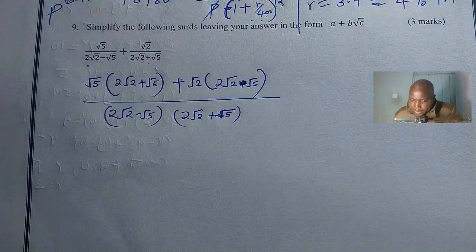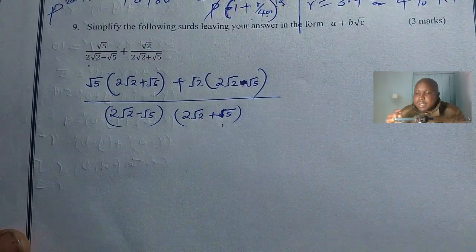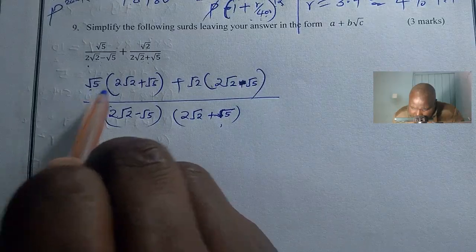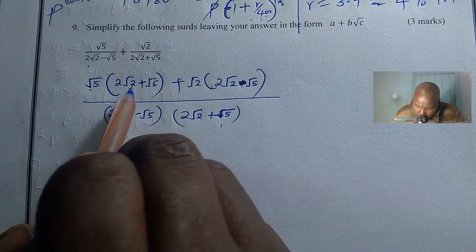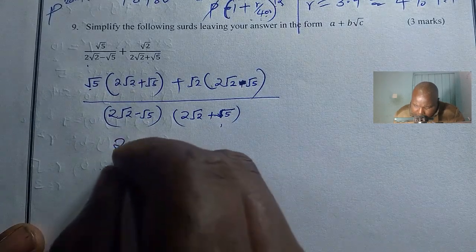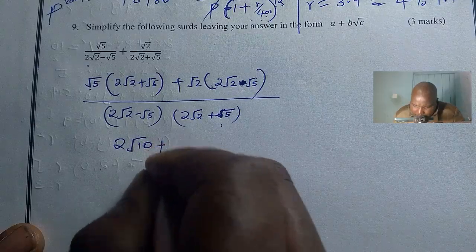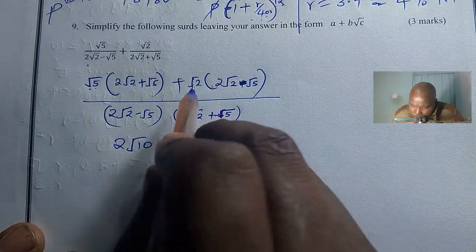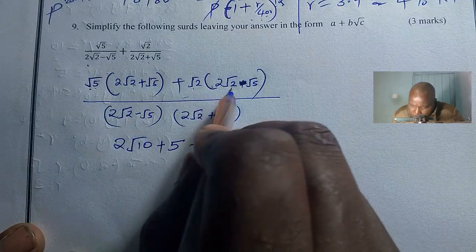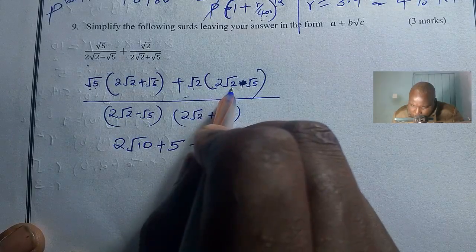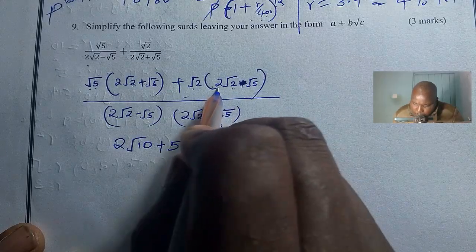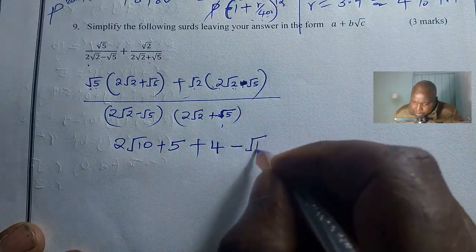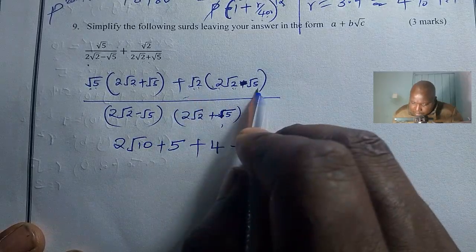This way. So this is the conjugate of this, the normal way. So let's multiply 2 root 5 times root 2. We are going to have 2 root 10, plus root 5 times root 5, that is 5, plus root 2 times root 2, that is 4, square root of 4 is 2, 2 times 2, 4, minus root 10. Root 2 times root 5, the answer is root 10.